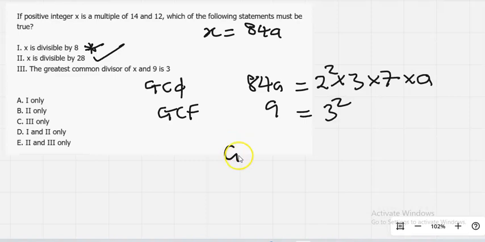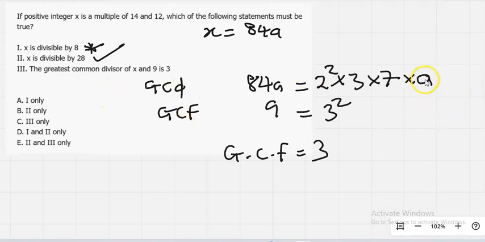In order to find the GCF, you pick the factors common to the two numbers, which in this case is 3. Then you pick their lowest power. If a were 1, the greatest common factor of 84 and 9 would be 3. But remember, the question says which of the following statements must be true, so the option we choose must be true in all cases. Will 84a and 9 give us 3 as the greatest common factor in all cases?